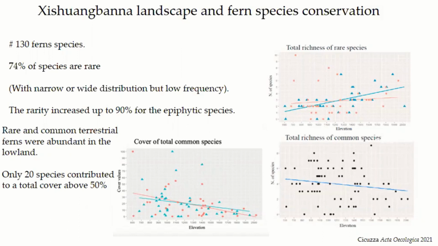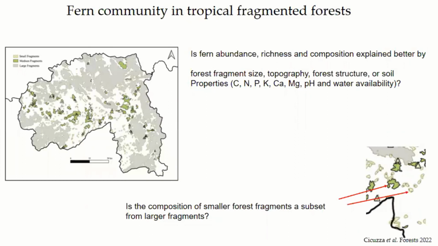Fine. But what are those factors that are driving the distribution of the species within a fragmented landscape? Fragment size, the topography, the forest structure, the soil properties, with all these parameters. And the third question is, in small fragments, do we have a subset of the community composition of the large fragment? Before, they were the same forest and now it's divided.